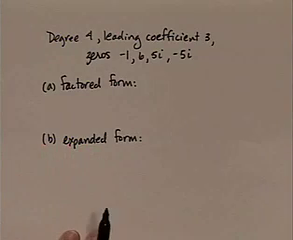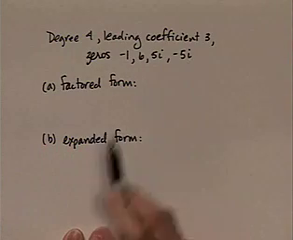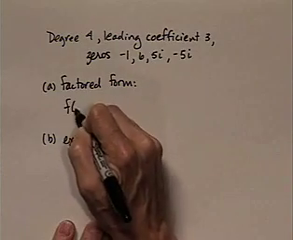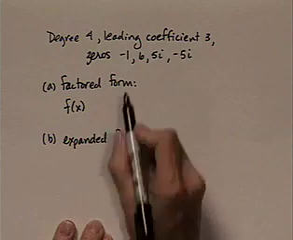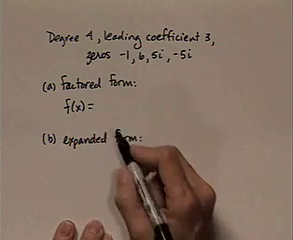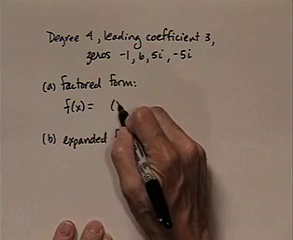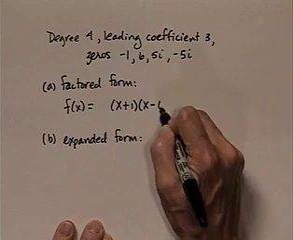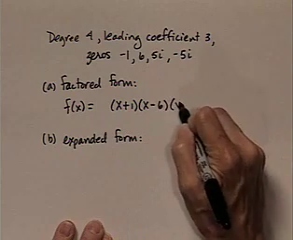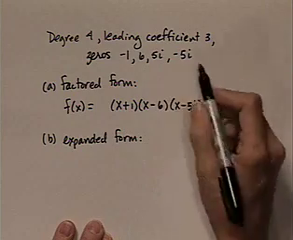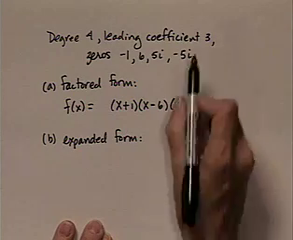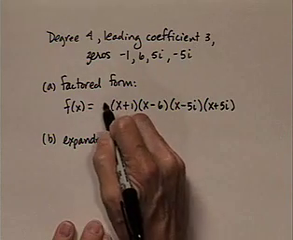Well, let's see. We need degree 4, we need a leading coefficient of 3, and we need these zeros. Considering the zeros, first of all, here's my polynomial symbol f of x. Each zero contributes a factor. Negative 1 contributes the factor x plus 1, 6 the factor x minus 6, 5i, x minus 5i, and negative 5i, x plus 5i. But I want a leading coefficient of 3.